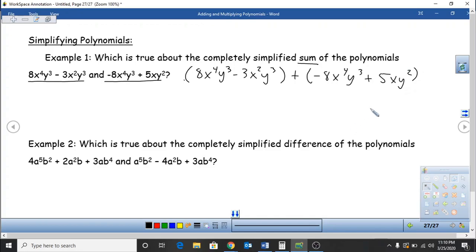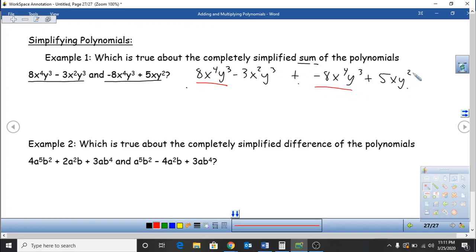cubed plus 5xy squared. All right, so since this is addition, again, I actually don't need the parentheses because none of the signs are going to change, so I'm going to get rid of these parentheses. And what I'm going to do is take my colors and combine like terms. So I have x to the 4 y cubed.